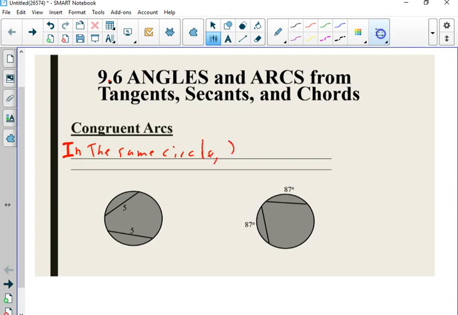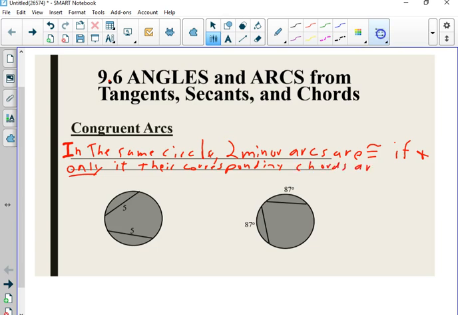Two minor arcs are congruent if and only if their corresponding chords are congruent.